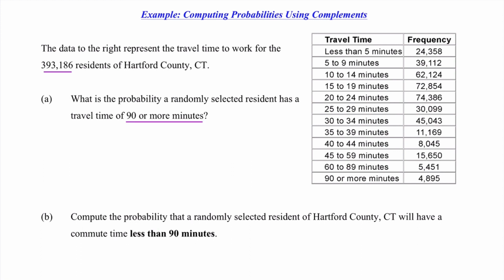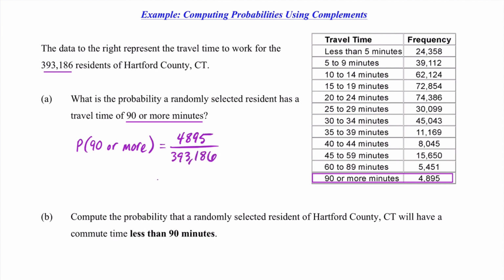We look over at the table and see that of 90 or more minute commute, there are almost 5,000 residents that drive that long. So the probability that a randomly selected person drives 90 or more minutes would be the number of residents that have that long of a commute over our total number of residents. That would be almost 5,000 over 393,186, which gives us a probability of approximately 0.012.